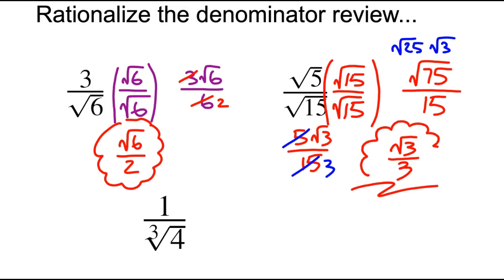Yep. If it was 5 root 3 over 5, that would then just be root 3. Yep, 1 root 3, which no one writes as 1 times.